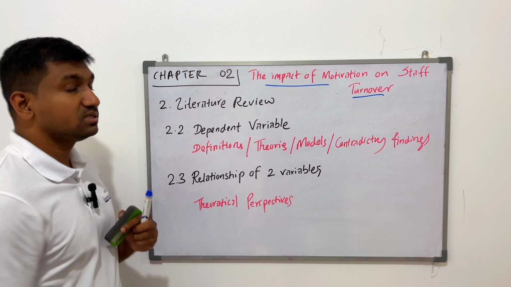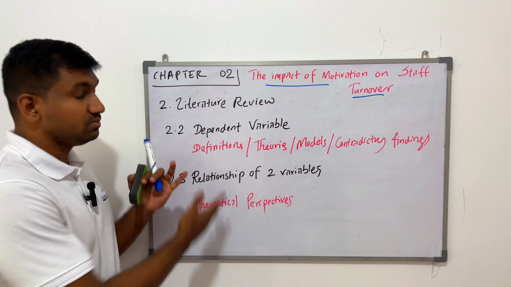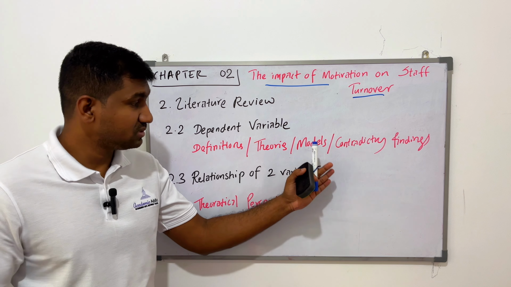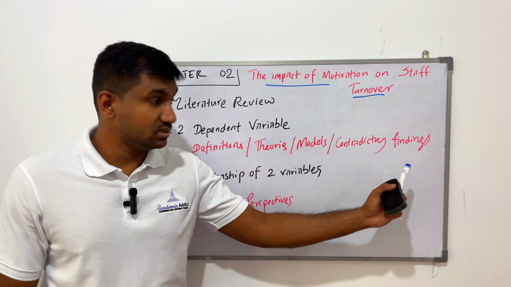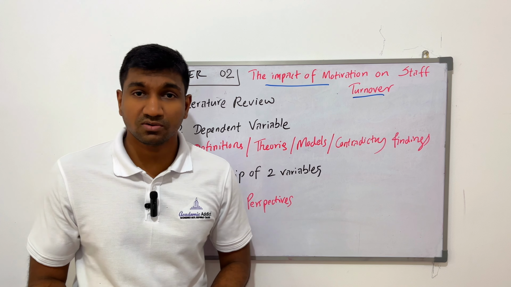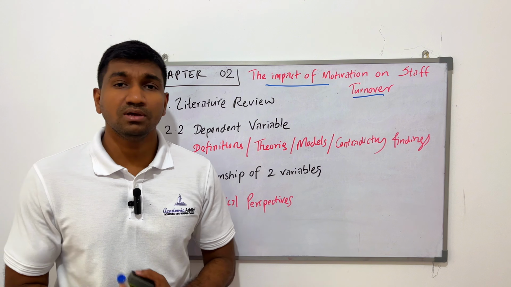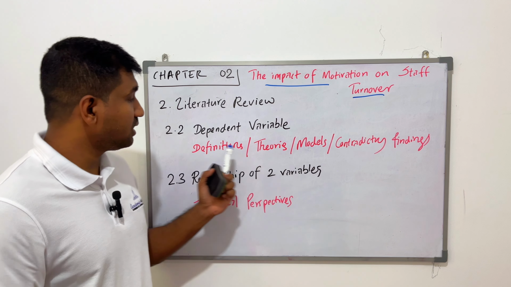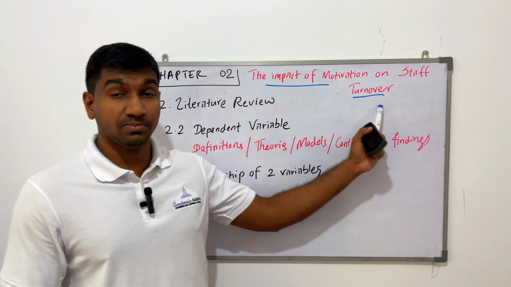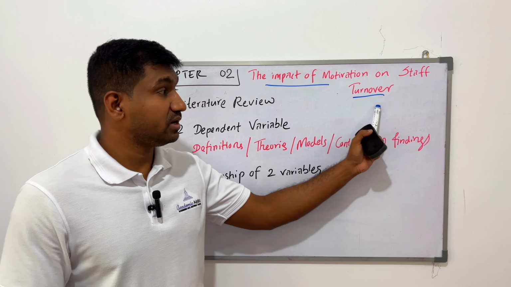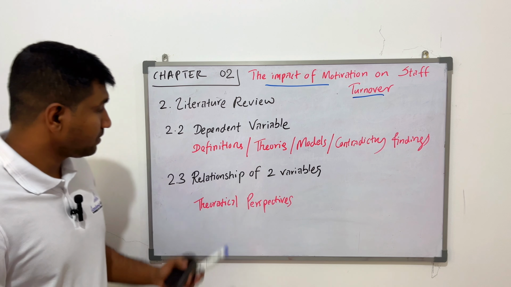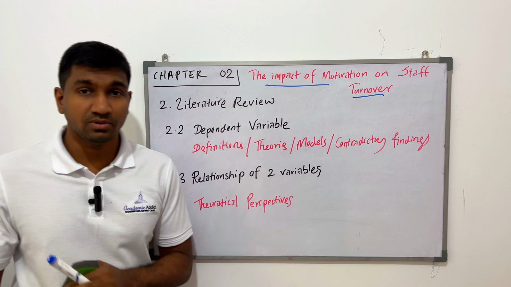Okay, so what are the things that you can write under this? Similar to your independent variable, you can focus on definitions, theories, models, again contradictory findings. What are the things that can have a negative impact? What are the risks of these things? So any literature you can bring under this part, but you should focus on the dependent variable, in this case turnover. So this is the main thing that you need to focus on. Okay, that's about 2.2, very easy.